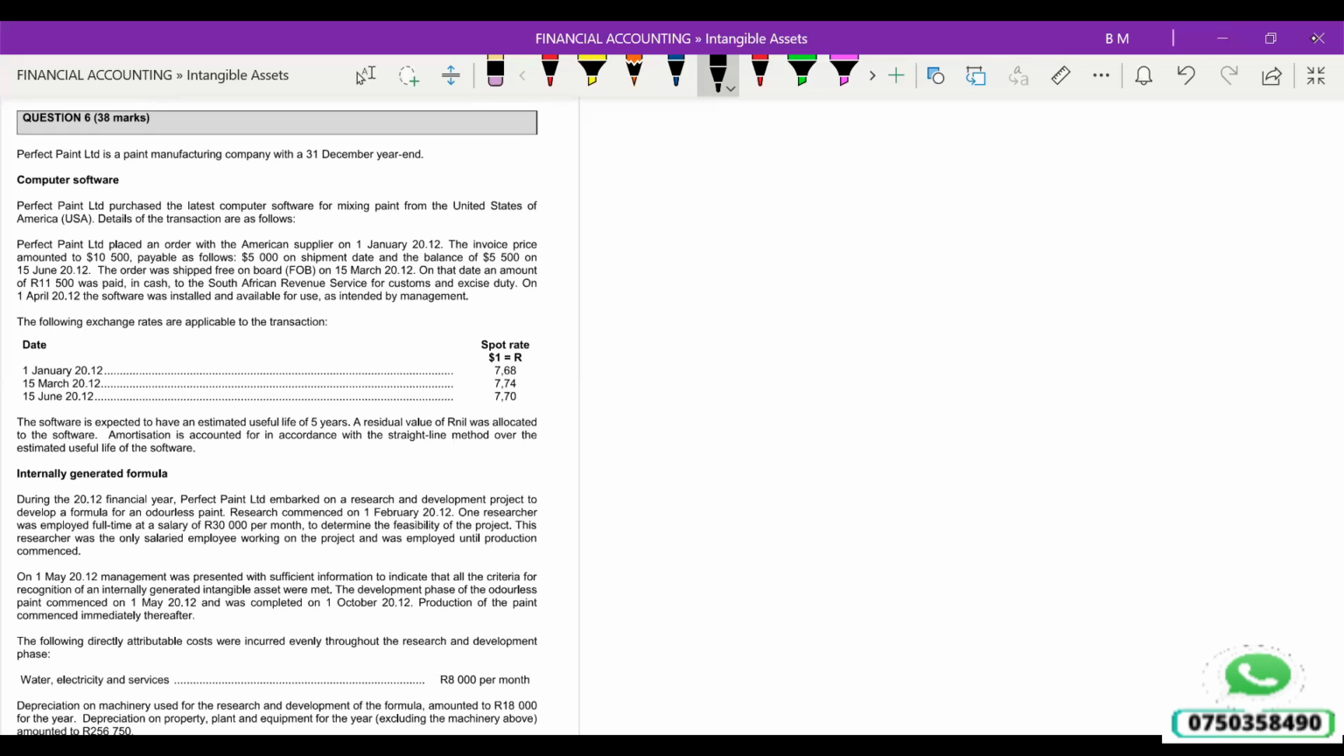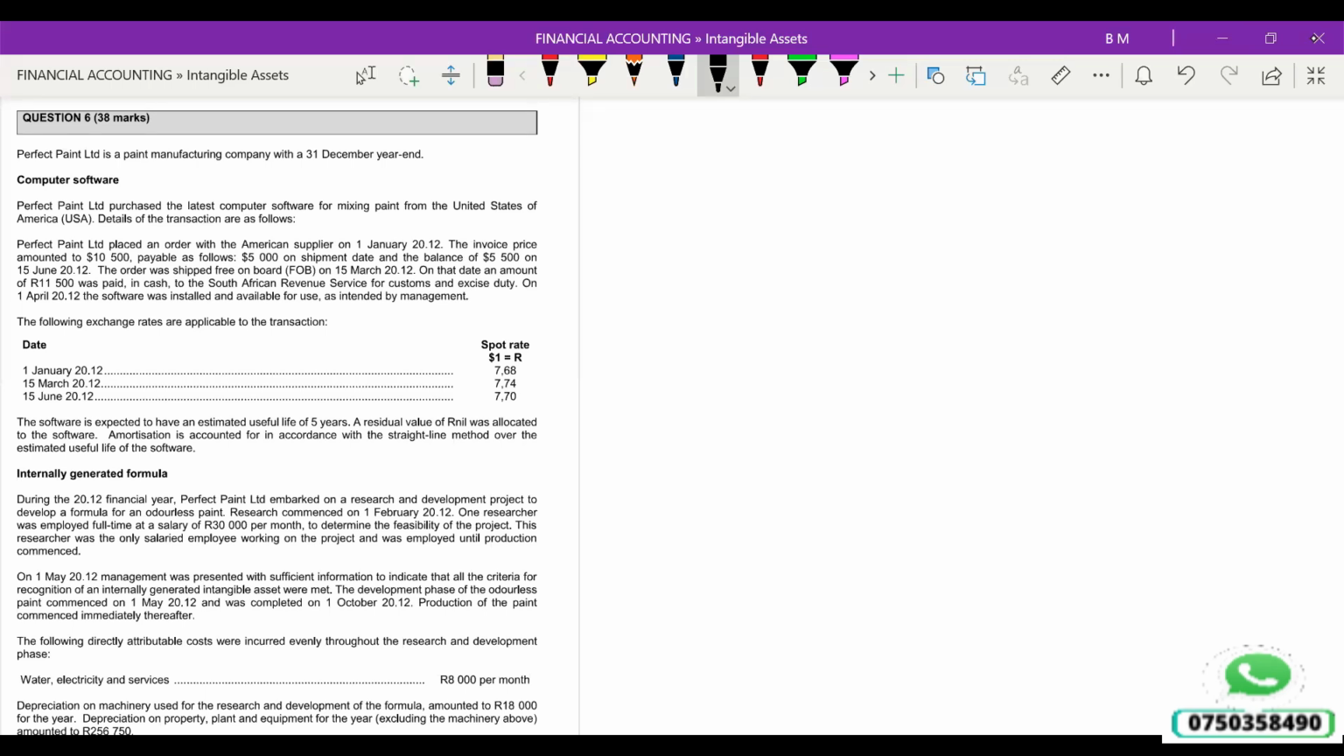The software is expected to have an estimated useful life of 5 years. No residual value was allocated to the software. Amortization is accounted for in accordance with the straight line method over the estimated useful life. The rand exchange rate was $1 to R7.68 on 1 January, R7.74 on 15 March, and R7.70 on 15 June.